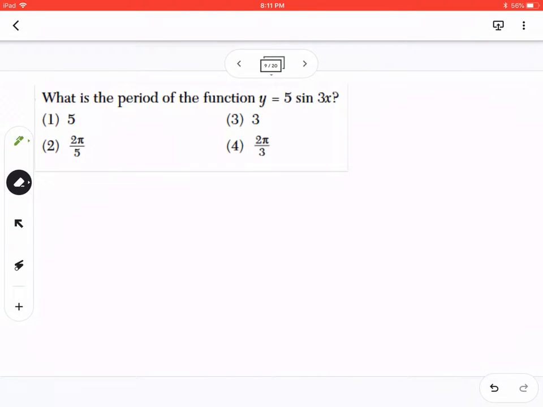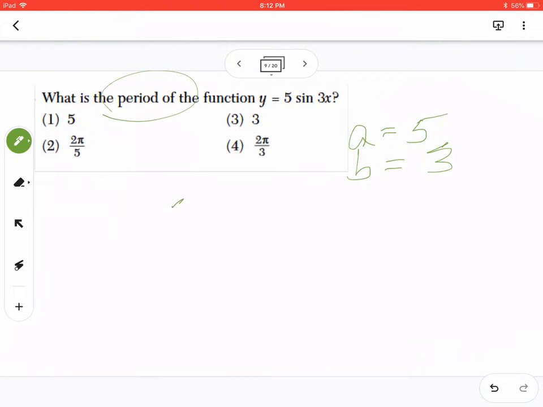In the last question of the worksheet, we're asked to find the period of the function y equals 5 times the sine of 3x. It's important to note how the a value is 5, so that's the amplitude, and the b value, or the frequency value, is 3. If we're asked to find the period, we're going to use the formula 2 pi divided by the b value, the frequency, which in this case is 3, so 2 pi divided by 3 is the period.